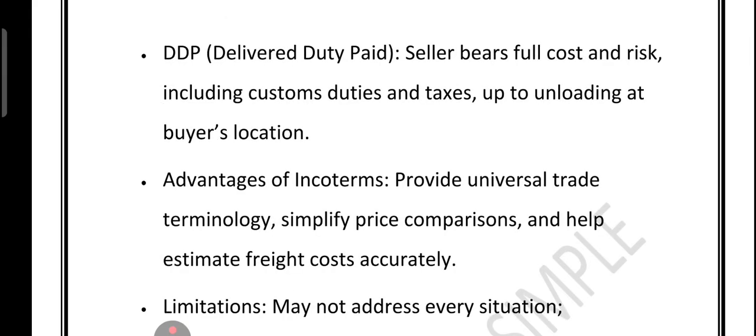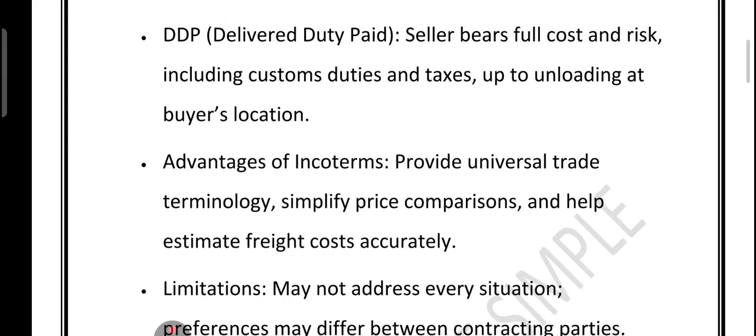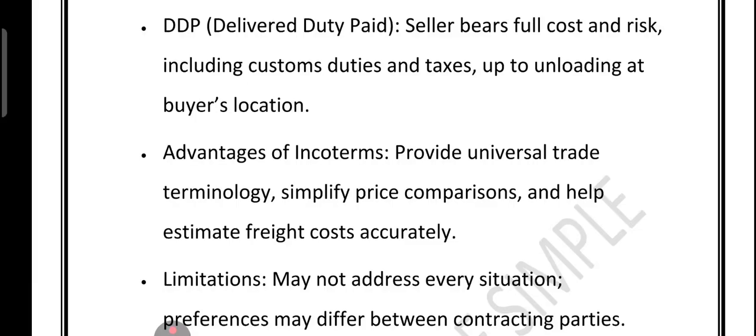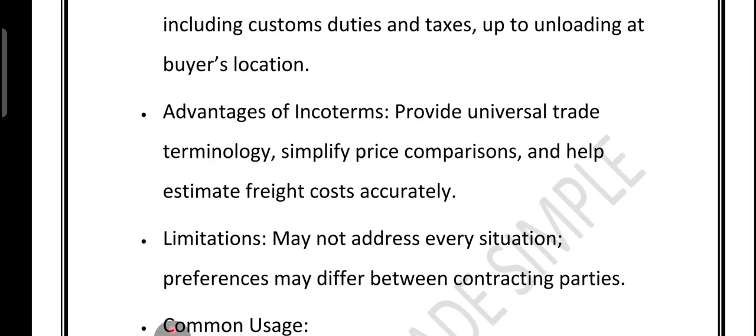Incoterms are a universal trade language, making it easier for buyer and seller across countries to understand each other, compare price and estimate freight cost more accurately. But there is a limitation. The limitation is that they don't cover every possible situation, and sometimes the buyer and seller may prefer a slightly different arrangement.